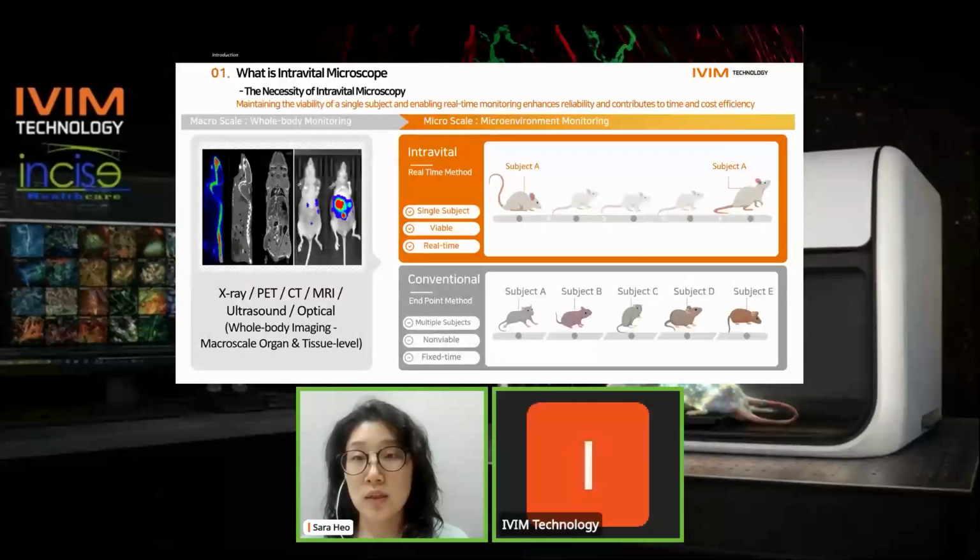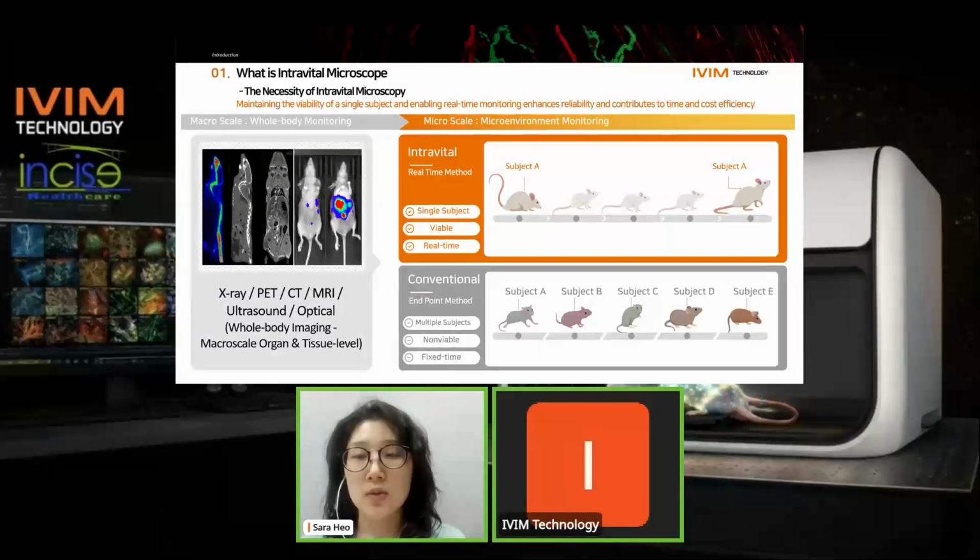You might wonder why an imaging technique that allows observation at the cellular level in living organisms is so important. The in vivo imaging systems that are widely known are X-ray, PET, CT, and these types, and these are whole body imaging at macroscopic scale. The limitation is that they only provide the overall status at organ and tissue level and do not provide cellular level resolution. Compared to this, intravital microscopy offers high resolution and real-time images at microscopic scale.